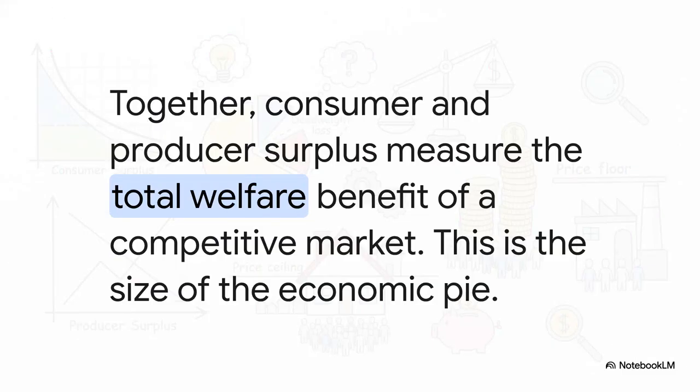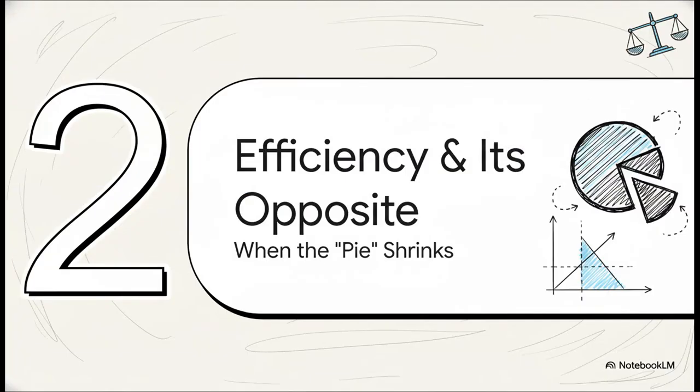Now, here's where it gets really powerful. When we add consumer surplus and producer surplus together, what we get is a measure of the total welfare created by that market. Think of it like the total size of the economic pie that everyone, buyers and sellers, gets to share. So if the total surplus is the size of the pie, what do we call a market that bakes the biggest, most delicious pie possible? And for us, the really important question is, what happens when a government rule comes in and actually shrinks that pie?